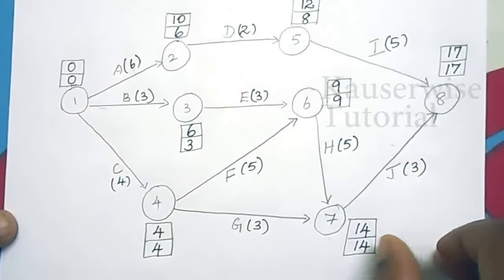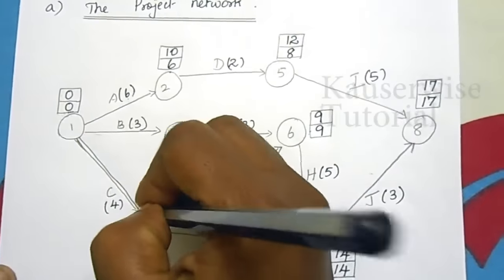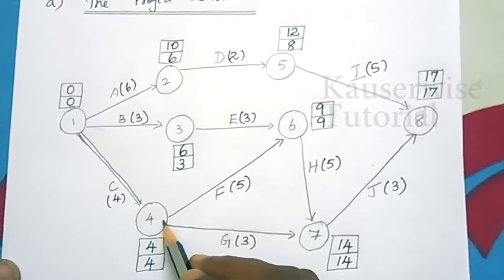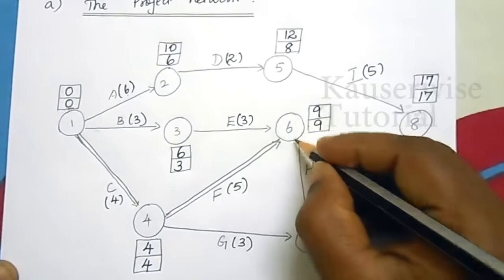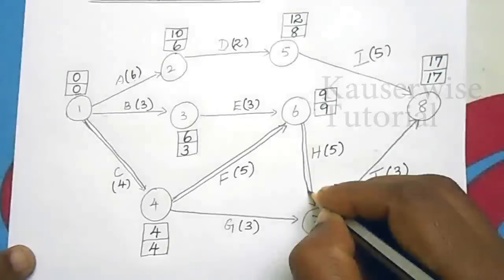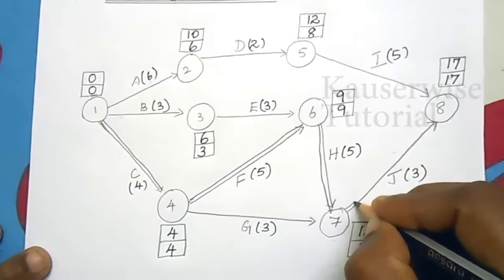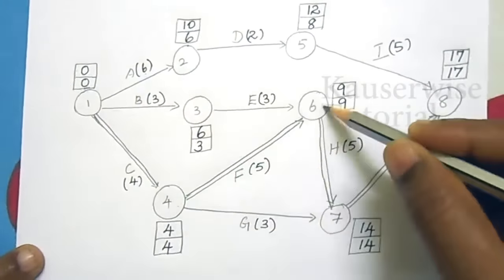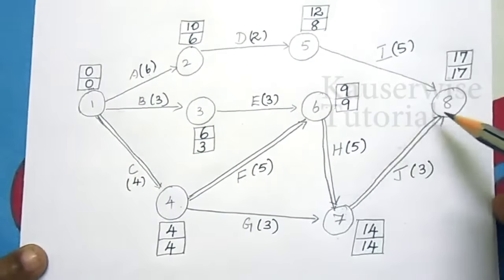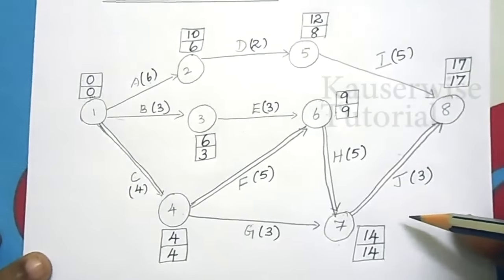Now, we have got the critical path. Now, we need to highlight the critical path. So, node 1 to 4. Then, node 4 to 6. Then, node 6 to 7. Then, node 7 to 8. So, this is the critical path, that is 1 to 4, 4 to 6, 6 to 7 and 7 to 8. This is the longest path in the network. So, this is called as critical path.